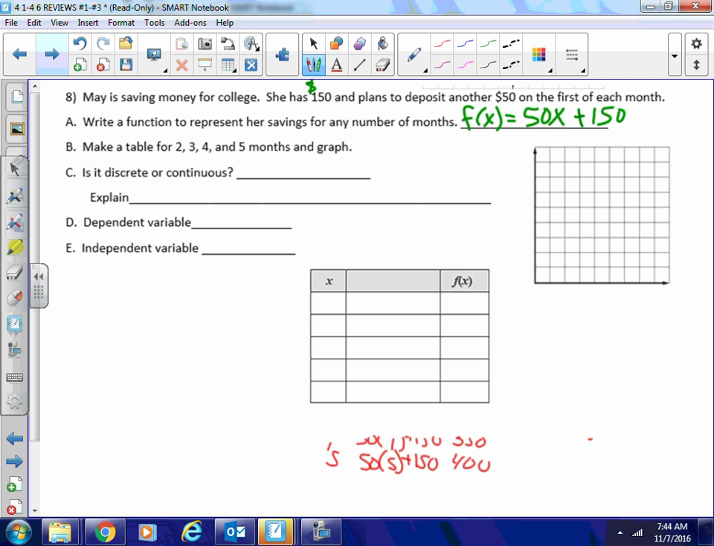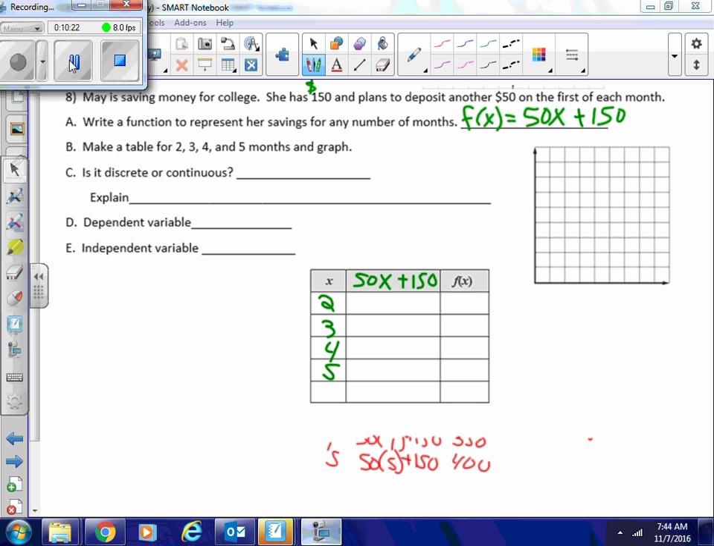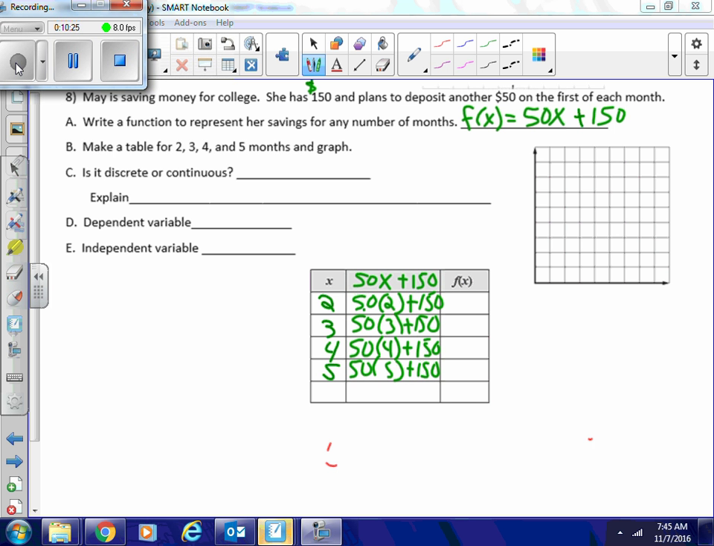Now let's make a table for 2, 3, 4, and 5 months. So 2, 3, 4, and 5. And our rule here is 50x plus 150. Now I'm going to go ahead and pause and plug in my numbers. So 50 times 2 is 100, plus 150 is 250. 50 times 3 is 150, plus 150 is 300. 50 times 4 is 200, plus 150 is 350, and our last one is 400. So we have done that.